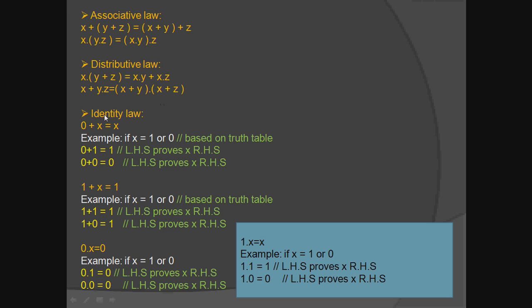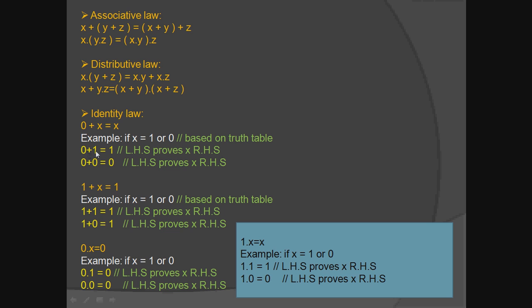Yeah. So next is the identity law. Under the identity law there are four types of laws, which are similar. The first one is 0 plus x equals x. Here we have to prove that LHS equals RHS. Suppose the x value is 1, which means RHS is 1. If RHS is 1, then on the LHS we give the value 1. That is based on the truth table, because there are only two values, 1 and 0, that we can enter under Boolean algebra, right?